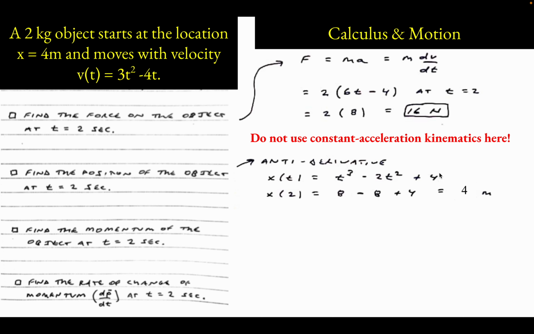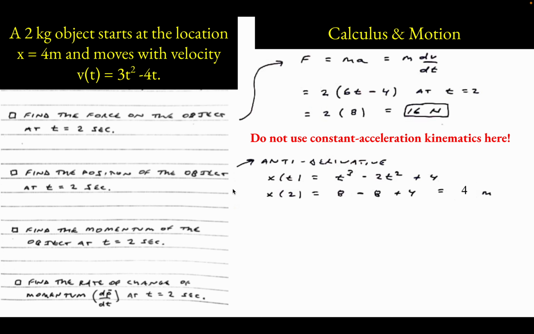And then you'd have an arbitrary constant from the antiderivative, but the arbitrary constant would just be the initial position, because we know that x of 0 equals 4, so that's where that comes from. And if we check this function at 2 seconds, we're still at 4 meters. So it turns out the object kind of went away, but then came right back.